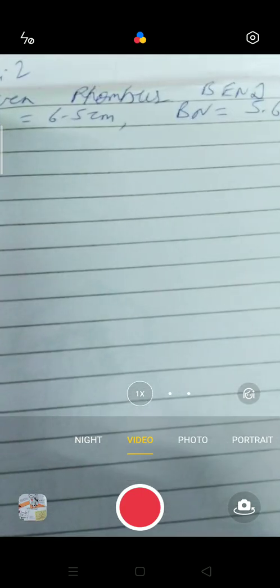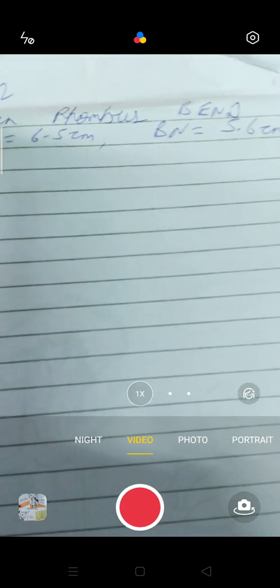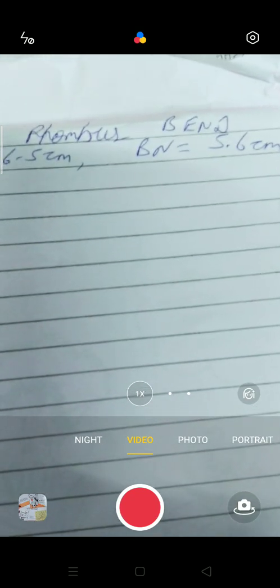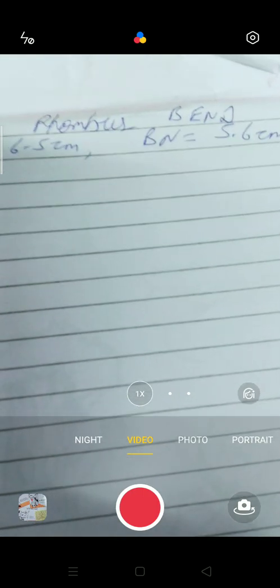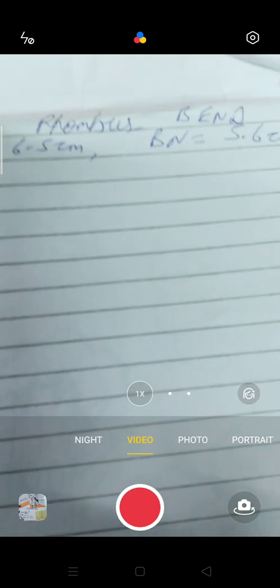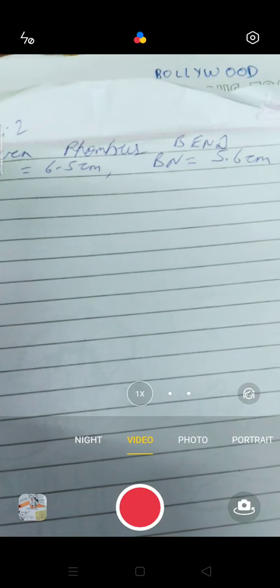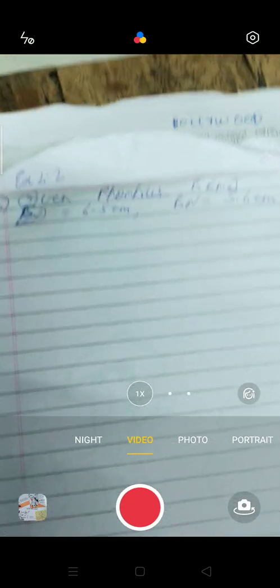So let's start with maths. Chapter 4 exercise 4.2. Over here what is given? It is given rhombus. Naming is BEND. So we have to draw a rough figure BEND, a rhombus. And there are two measurements given. Now let's see how to draw.